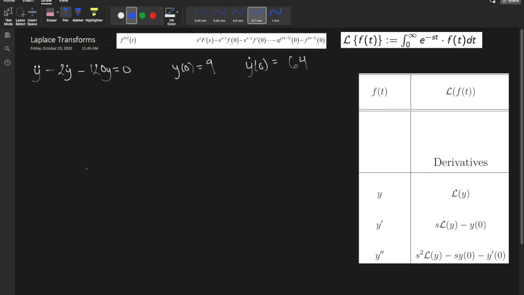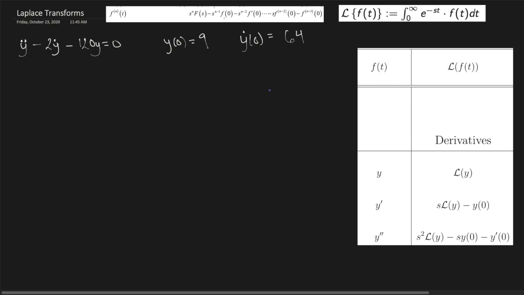Okay, so today we're going to use the Laplace transforms and inverse Laplace transforms to solve for this second order homogeneous differential equation. We have these initial conditions, which are important, and let us begin.